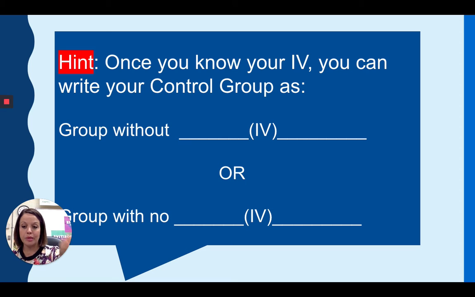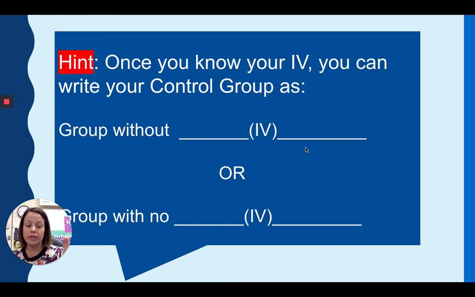We'll do that in a second. But for your worksheet, I wanted to give you a huge hint. Once you've identified your independent variable, your IV, then you can always know your control group, because the control group is the group without the IV, or the group with no IV.